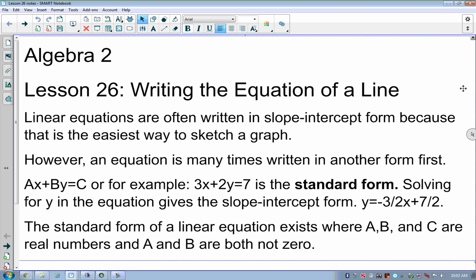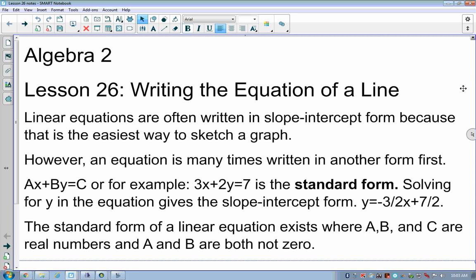All right. Algebra 2, lesson 26, writing the equation of a line. Hopefully it should be pretty easy, mainly review. But linear equations are often written in slope-intercept form because that's the easiest way to sketch the graph, because it tells me where to start from.